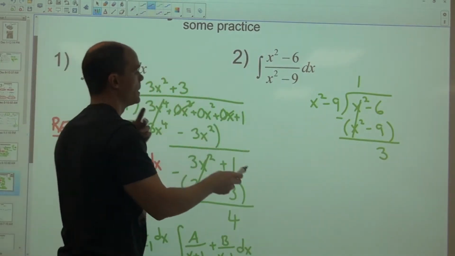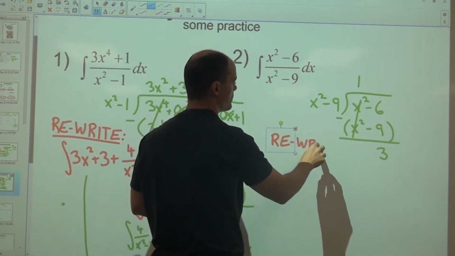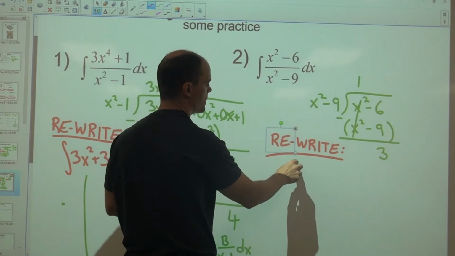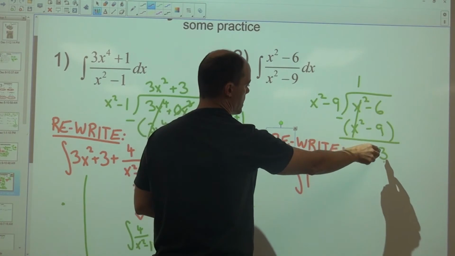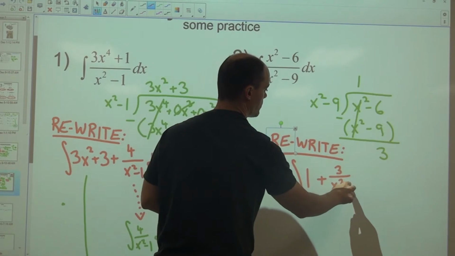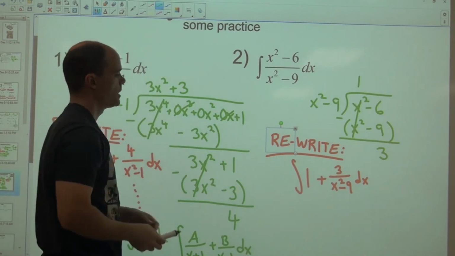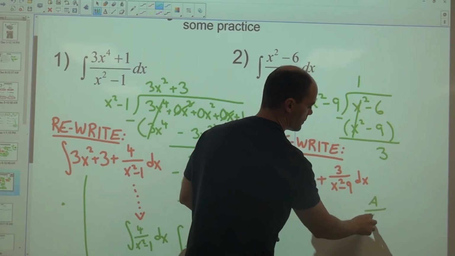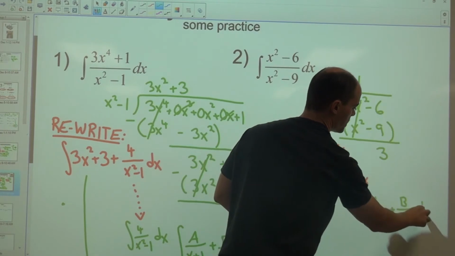So let's do our rewrite. And be very careful with your signs, of course. In this case, not too much of an issue. We now have 1. That's our whole number value. This is positive 3, so plus 3 over x squared minus 9 dx. And we're just going to do a partial fraction on this piece right here. So I'm going to jump right into that. A over x plus 3, b over x minus 3.